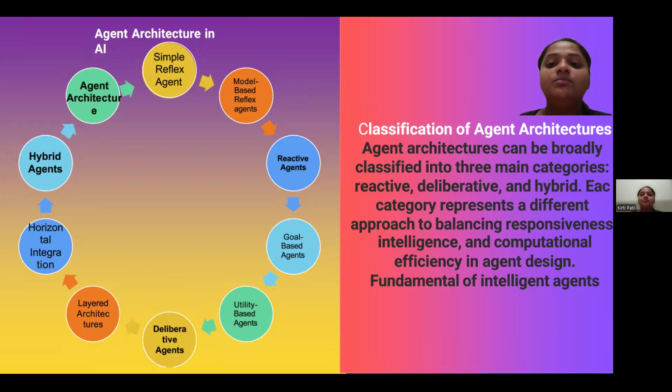Agent architectures can be broadly classified into three main categories: reactive, deliberative, and hybrid. Each category represents a different approach to balancing responsiveness, intelligence, and computational efficiency in agent design. So there are three main paradigms: reactive, deliberative, hybrid. Further, agents may be simple reflex agents, model-based reflex agents, reactive agents, goal-based agents, utility-based agents, deliberative agents, layered architectures, horizontal integration, and hybrid agents.